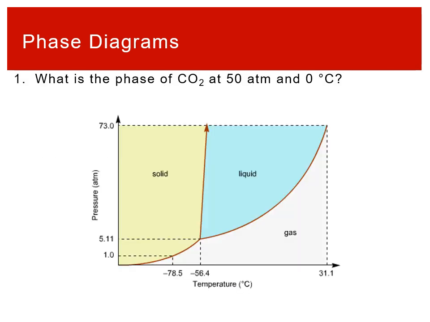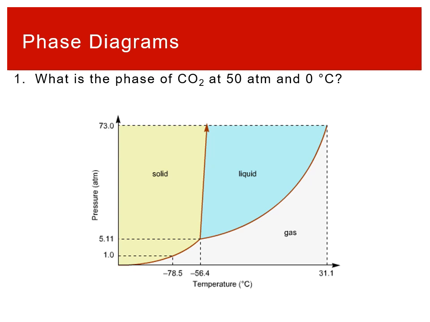So let's interpret our phase diagram. You'll note this is CO2 for the phase diagram. Again, this line is slanted to the right. That's what it looks like for most everything else besides water. So what is the phase of CO2 at 50 atmospheres and 0 degrees Celsius? All right, so that's going to be plotting basically where that point is on here.